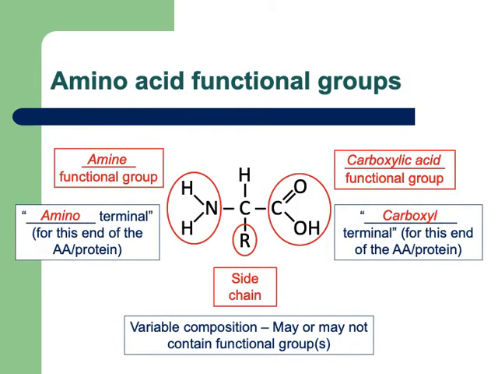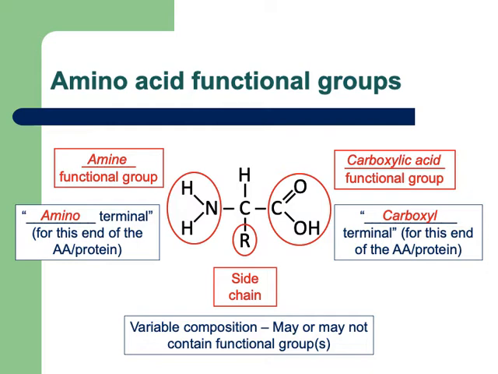Now let's refresh our memory about the structure of an amino acid. Specifically, let's go over the functional groups. On the left-hand side, we have our amine group, which is a nitrogen and 2 hydrogens. This is called the amine functional group, also known as the amino terminal for this end of the amino acid or protein. In the middle, we have our hydrocarbon, our carbon bound to a hydrogen.